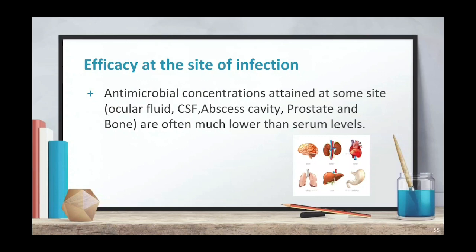Another important point to be considered is efficacy at the site of infection. Antimicrobial concentrations attained at some sites, that is ocular fluid, CSF, abscess cavity, prostate and bone, are much lower than the serum levels. For example, first and second generation cephalosporins and macrolides do not cross the blood-brain barrier, so they are not recommended for CNS infections.